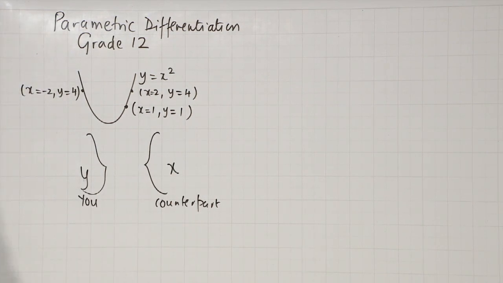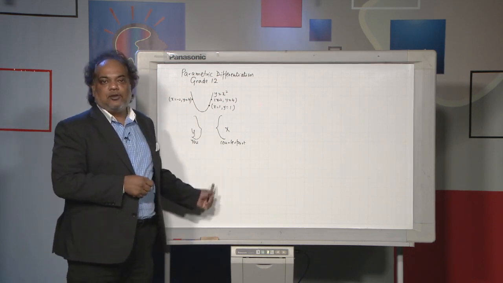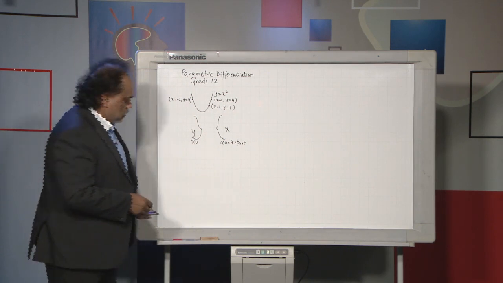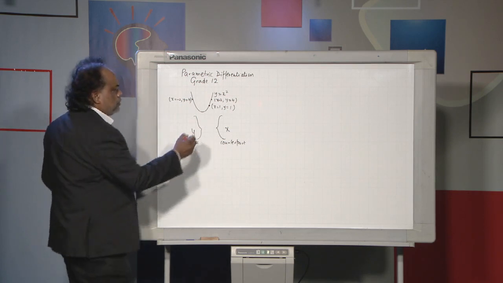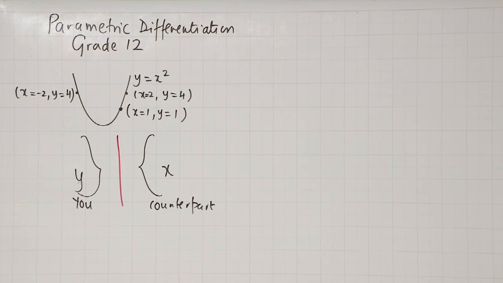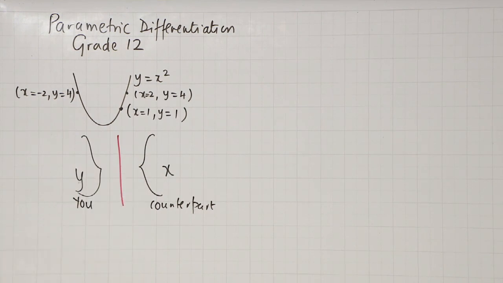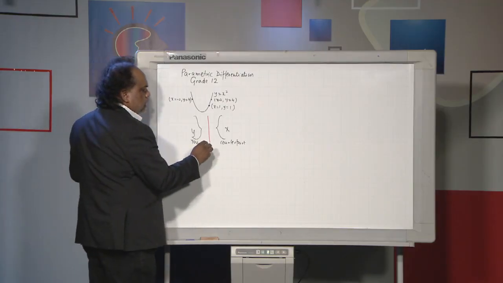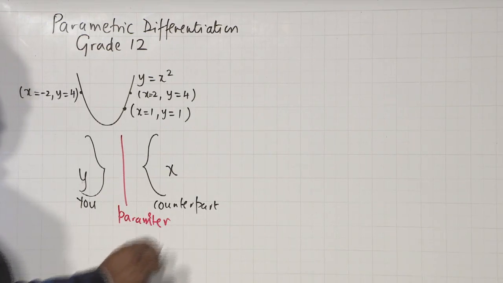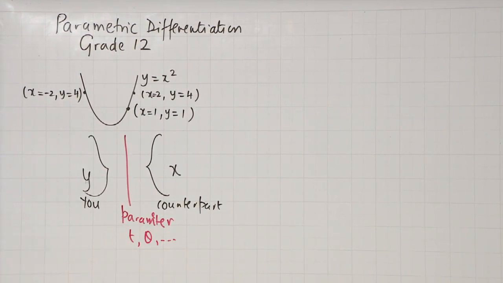What do you think you would need? You have to run the business, you're already there, you have to deal with your counterpart. Obviously, what you would need would be what? An interpreter. All right? An interpreter who can talk to you and talk to your counterpart. In mathematics, that interpreter is called a parameter. A parameter that we represent by letter t, theta, and so on.